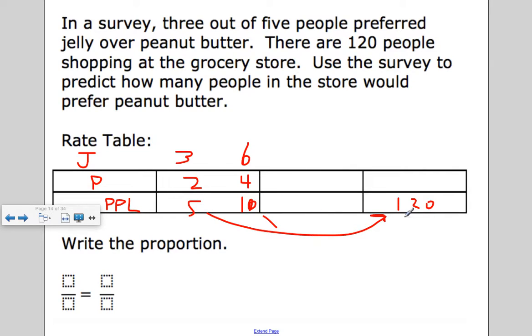Can 10 go into 120? I know that. That's times 12. So 4 times 12 is 48. 6 times 12 is 72. So 72 people like jelly, 48 people like peanut butter, and are there 120 people? So what's the question again? How many people would like peanut butter? 48 people.